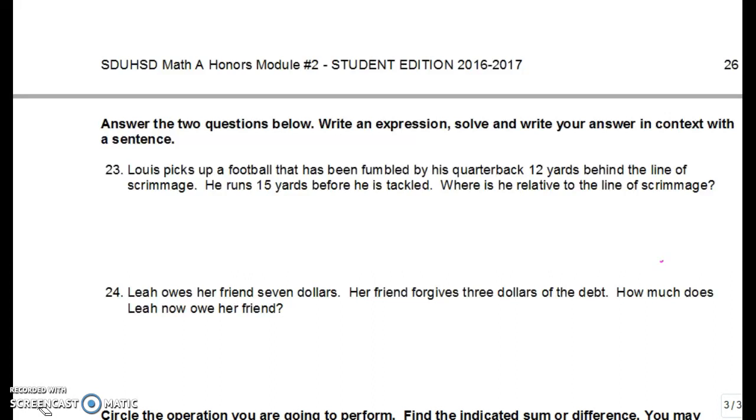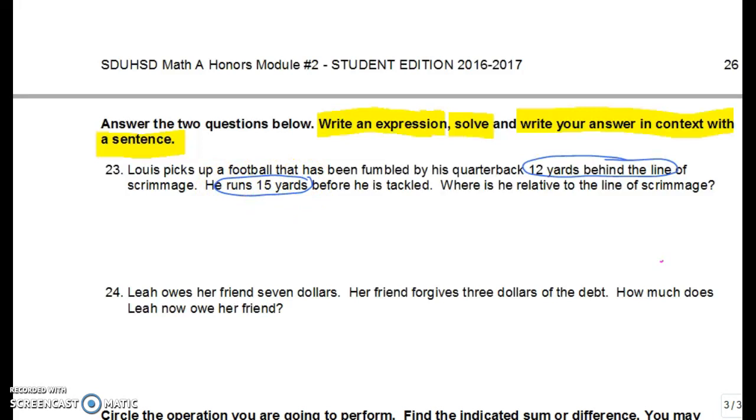Answer the 2 questions below. Write an expression, solve, and write your answer in context with a sentence. Number 23, and we're looking for code words here. Lewis picks up a football that has been fumbled by his quarterback 12 yards behind the line of scrimmage. He runs 15 yards before he's tackled. We have to assume that's in a positive direction. Where is he relative to the line of scrimmage?